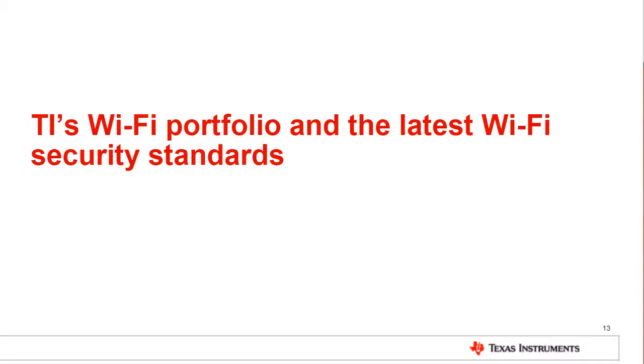So that covers the few main security enablers that I wanted to touch on today. There are certainly many more that apply to Wi-Fi devices, but those are some of the most important. If you want to find out some information about more enablers that apply to our devices and Wi-Fi devices in general, please check out www.ti.com/security afterwards. Now let's spend some time talking specifically about TI's Wi-Fi portfolio and the latest Wi-Fi security standards.